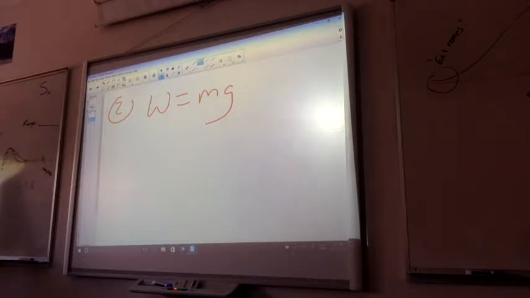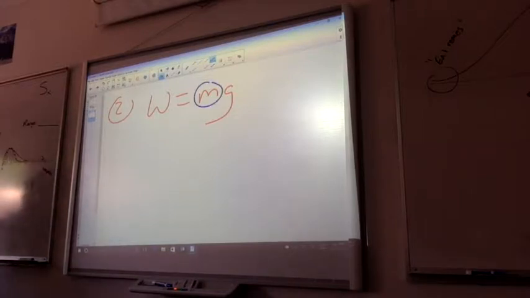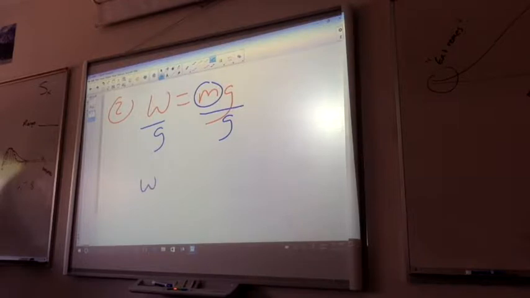All right, so on this one, we want to solve for M. So how are M and G being held together up there? Multiplication. What undoes multiplication? Division. So I'm going to divide each side by G. So I get W over G is equal to M.